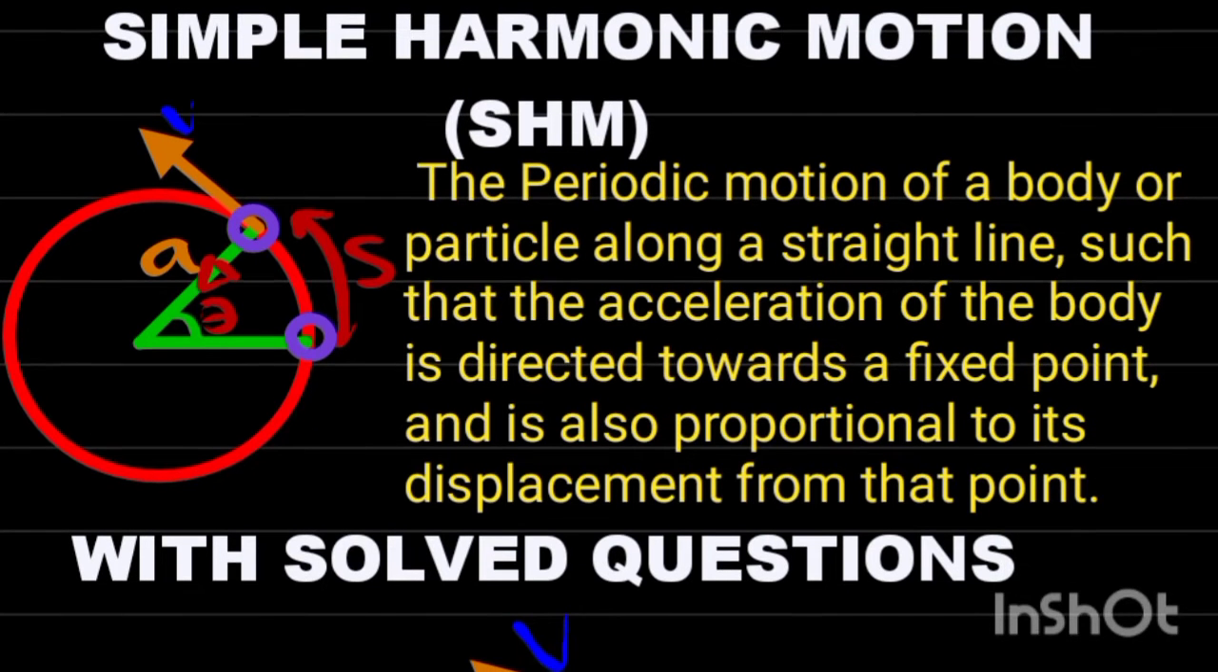What is simple harmonic motion? The motion of a body or particles along a straight line such that the acceleration of the body is directed towards a fixed point and is proportional to its displacement from that point.